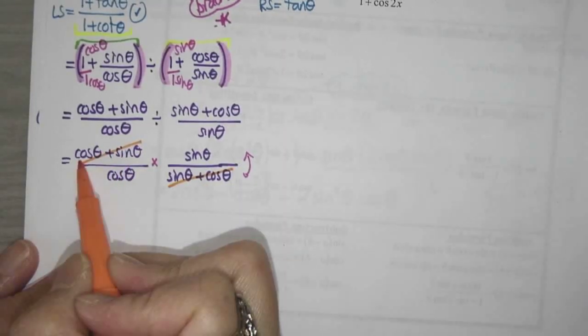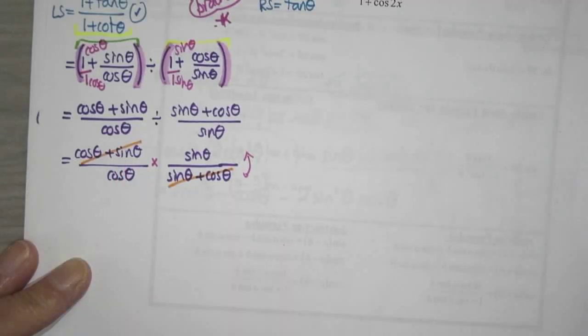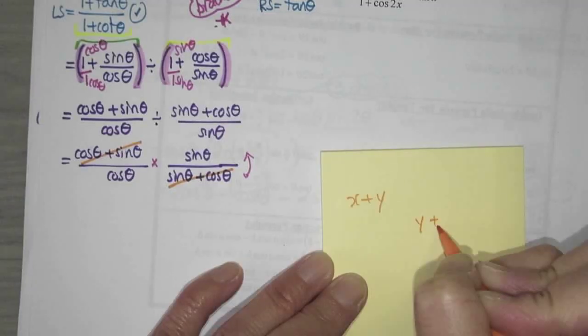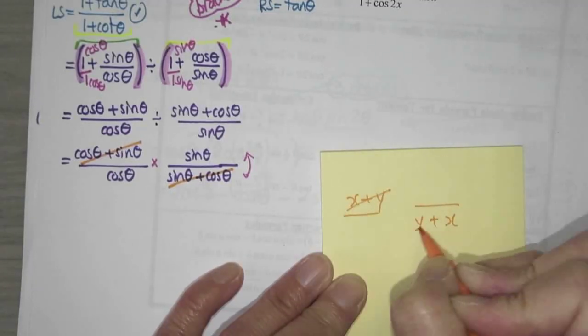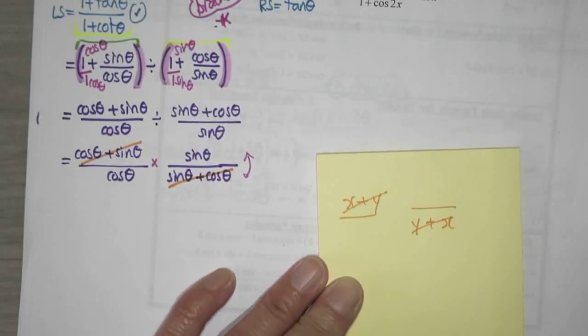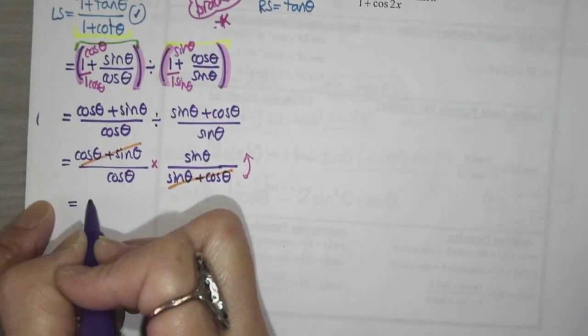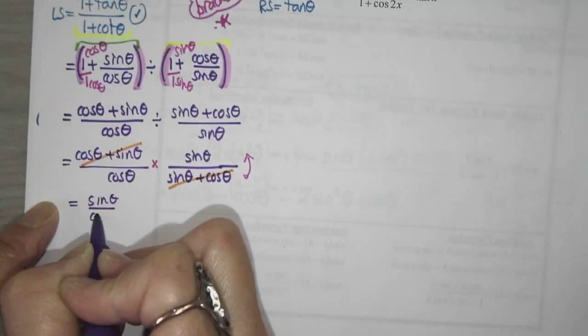So good, those two full things can go. Cos plus sine and sine plus cos are the same. That's like saying x plus y is y plus x, right? Those are the same things, so you can cancel those guys out. X plus y and y plus x. Okay, so then I write down what's left over, and it's sine over cos.